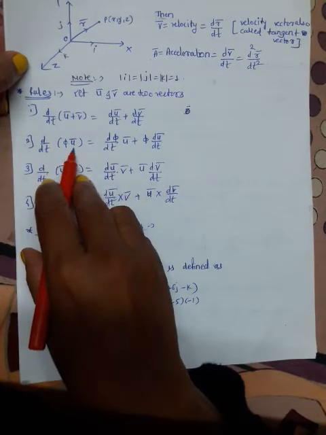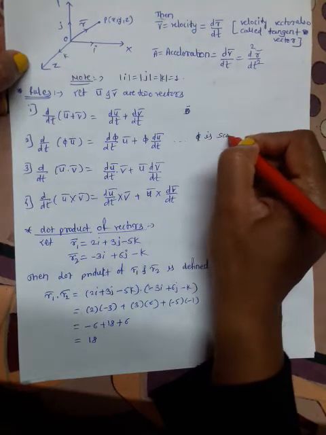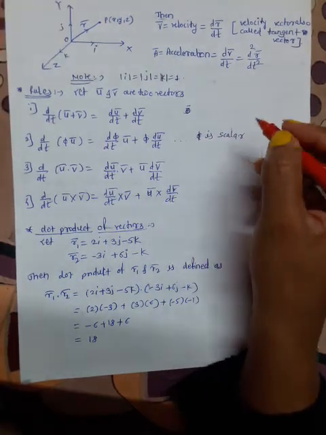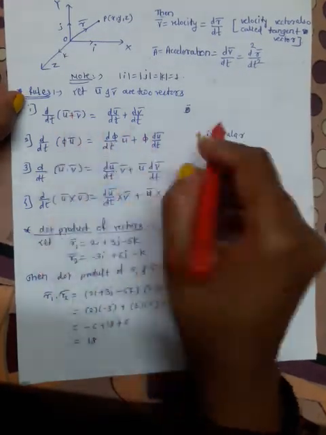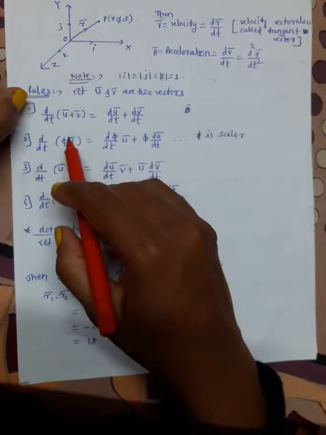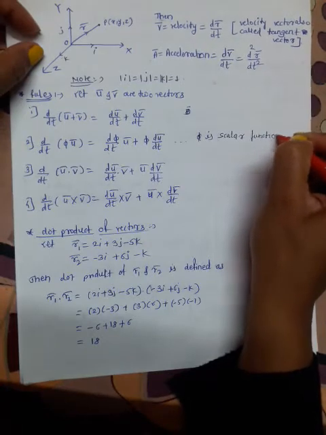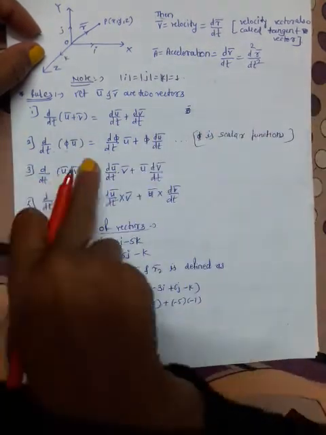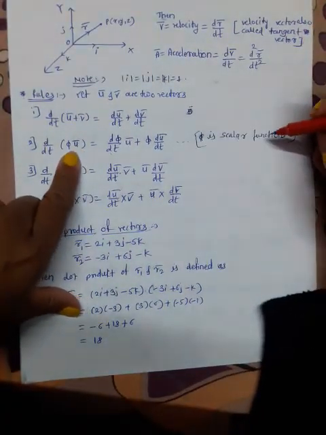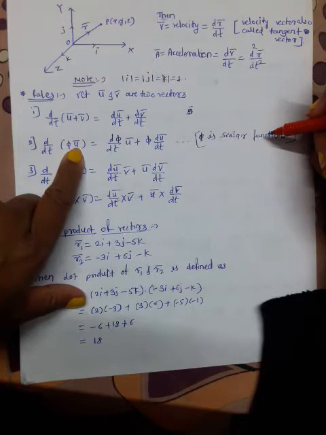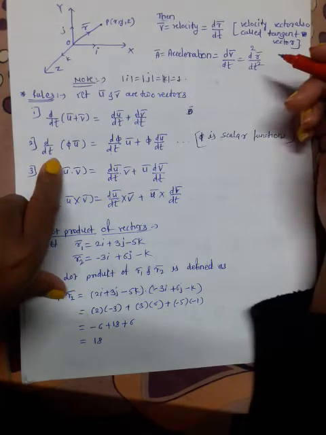Now the derivative of phi into u bar. Phi is a scalar. How to differentiate scalar and vector? Vector alphabets contain a bar sign, that means they are vectors, and anything like phi, psi, these are scalar functions. Phi is also a function of x, y, z, and t. Okay, t is time throughout the chapter.